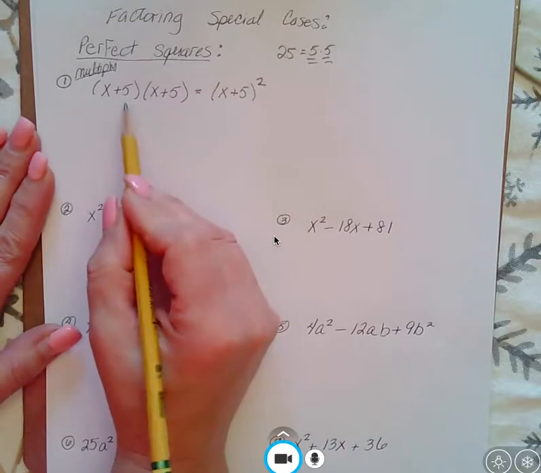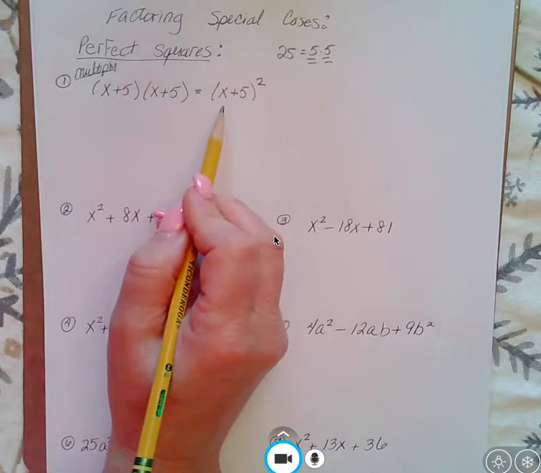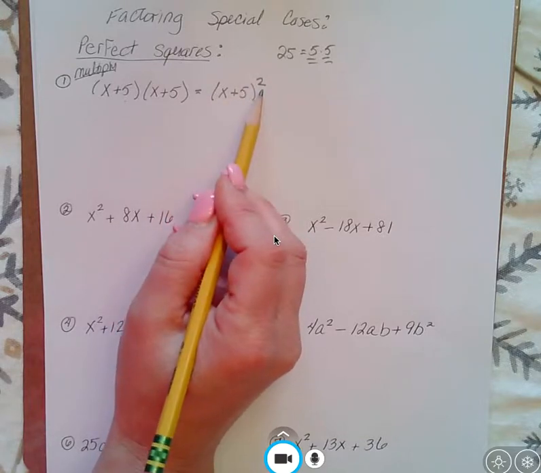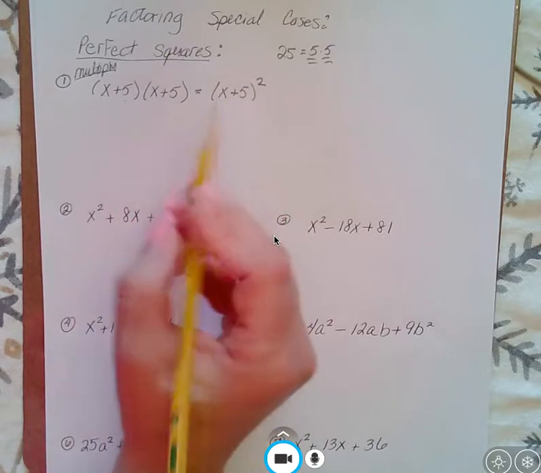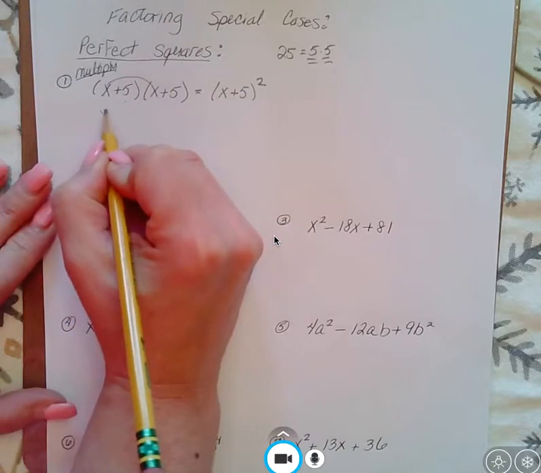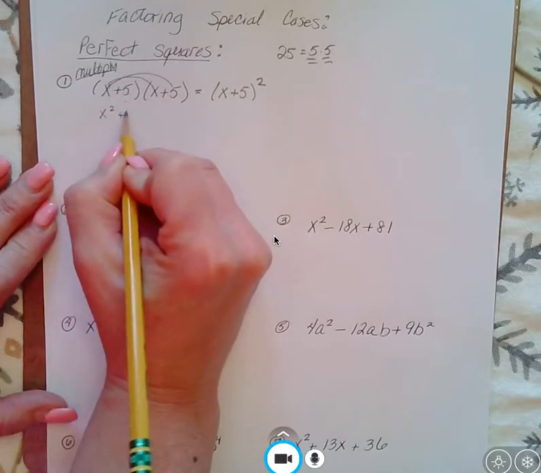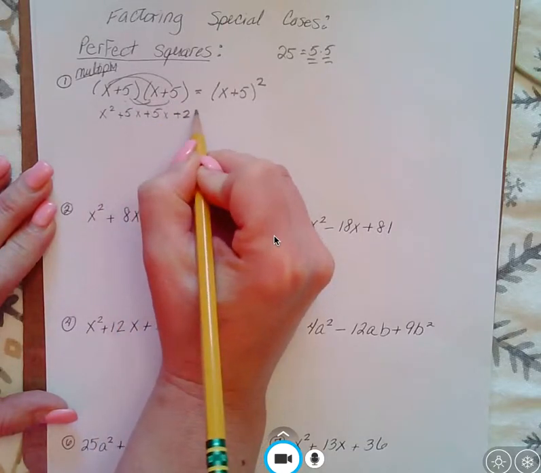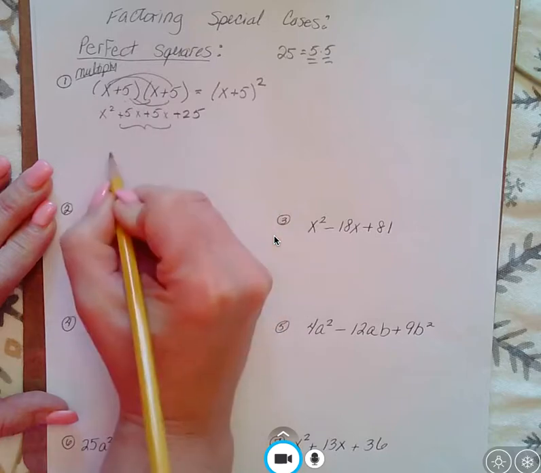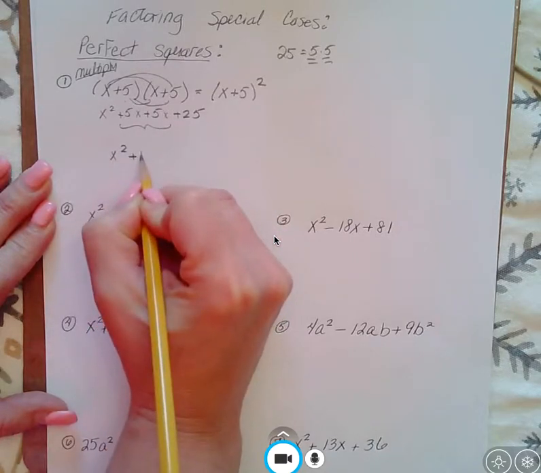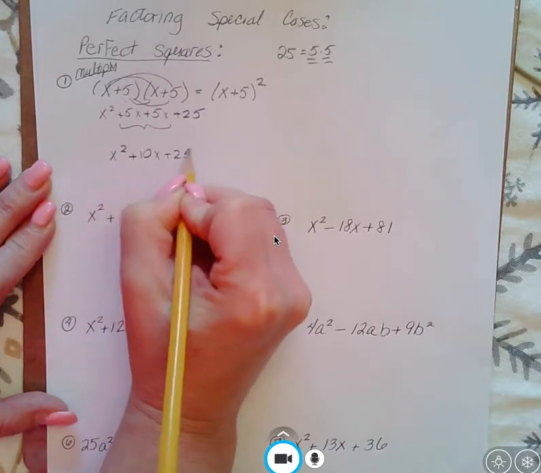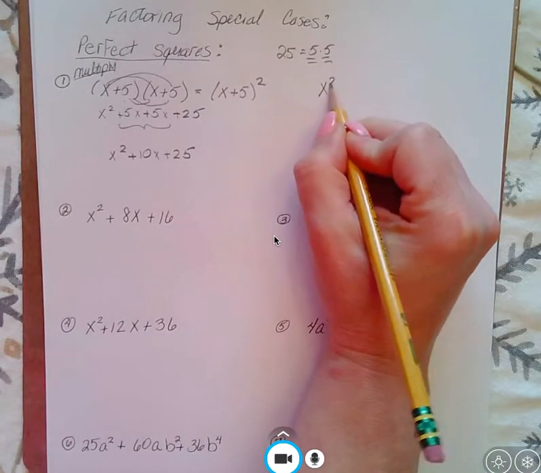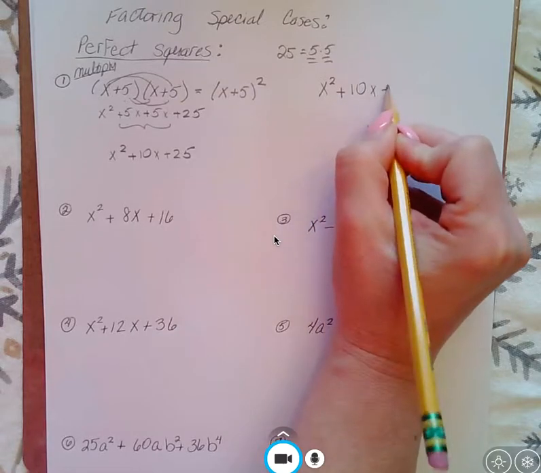Now we can write this as something squared, but I'm about to multiply it out, and I can't multiply out something squared. I do have to write it twice, and now I'm going to FOIL it out. So there's my x squared plus 5x plus another 5x plus 25. Combine these like terms, and I have x squared plus 10x plus 25. So really, what we would do is start with this: x squared plus 10x plus 25.